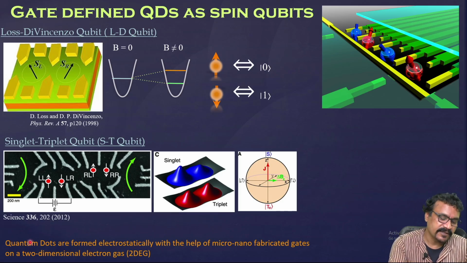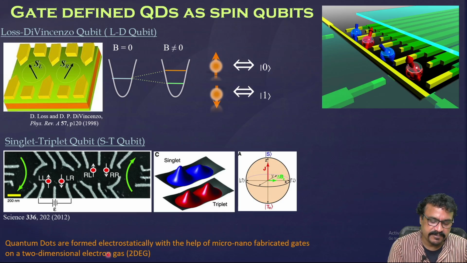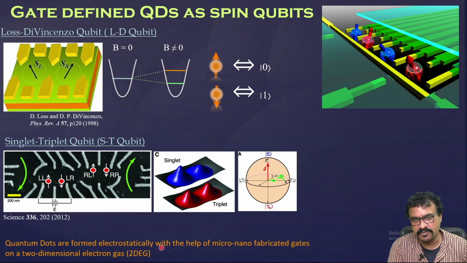And as I mentioned already, these are defined by micro and nanofabrication processes, which are standard fabrication processes for the semiconductor industry. So, the overall realization scheme for the qubit is in accord with the current semiconductor processing technologies.